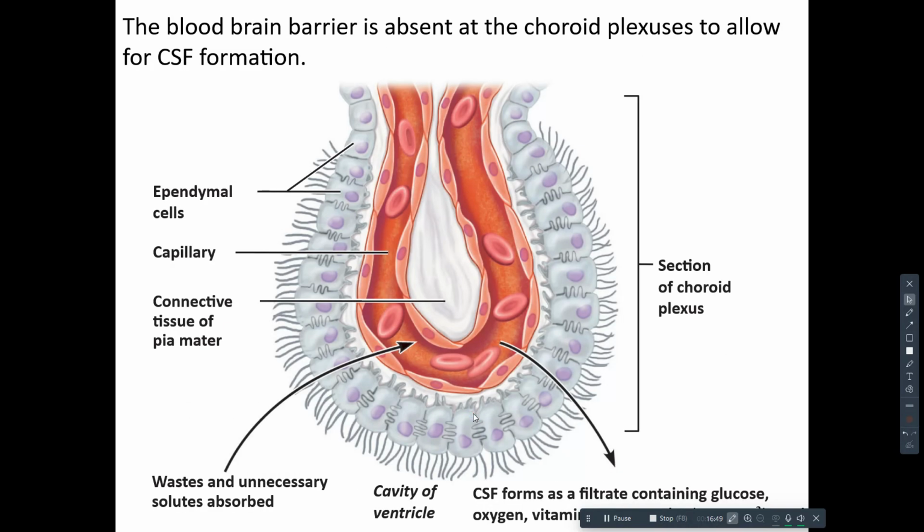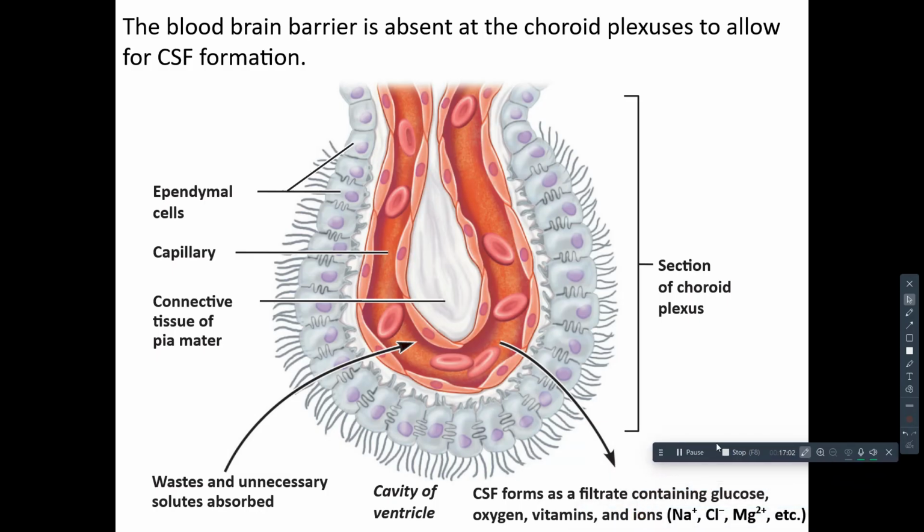Okay, one place we don't have a blood-brain barrier is at the choroid plexuses, because that's where we actually need things to leave the blood vessel, because we're making CSF. So we need water to get out of that capillary there. This is a choroid plexus capillary. Water's got to get out. That water will contain all sorts of stuff: glucose, oxygen, vitamins, important ions as well. And we'll pick up some wastes and unnecessary solutes too. So no blood-brain barrier when we are in the choroid plexuses.